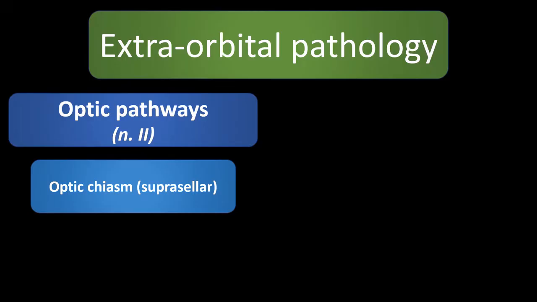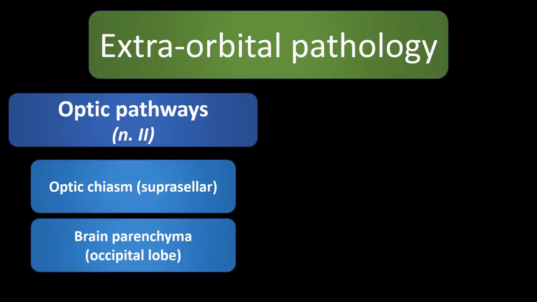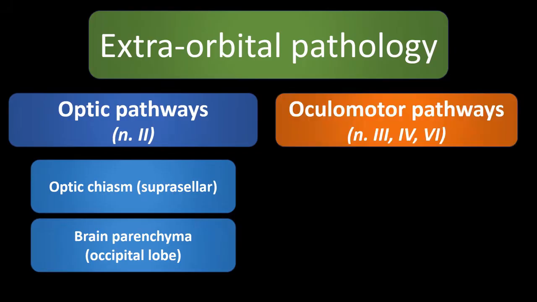So we're going to talk a little bit about the sella region and lesions causing compression of the optic chiasm, and then we're going to talk about the optic pathways in the brain parenchyma, and the most important region will be the occipital cortex, which contains the primary visual cortex. Then I'm going to talk a little bit, and I'm going to start with that, about the oculomotor pathways, so the pathways of the third, fourth, and sixth cranial nerve.